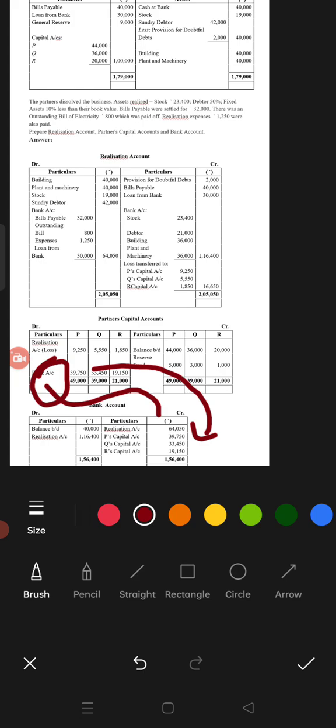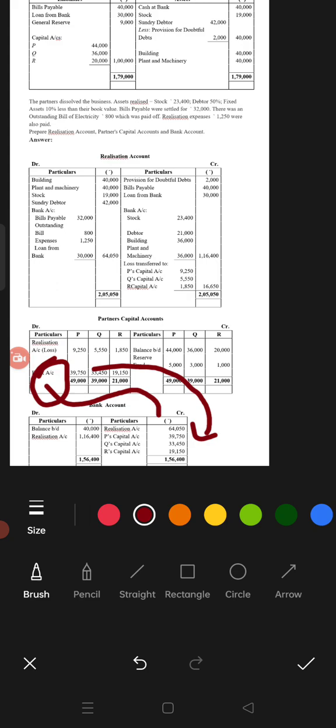Next, see which side is okay. In the bank account, both sides have to tally. If they tally, then your answer is correct. So here you are getting 1,56,000. Nothing is left. We have taken all the amounts. So 1,56,400, and the credit side also, when you add, you have to get the same amount.